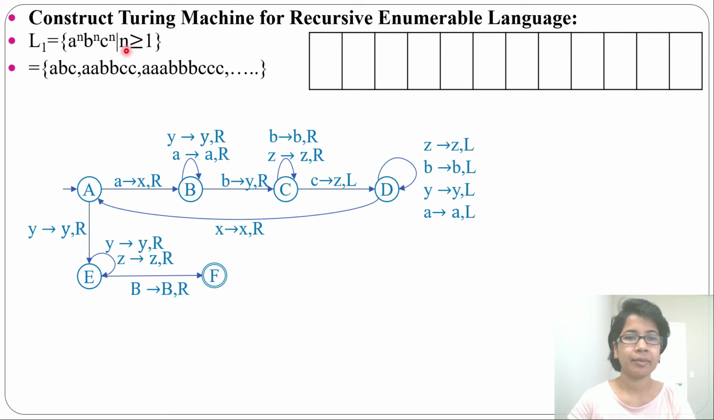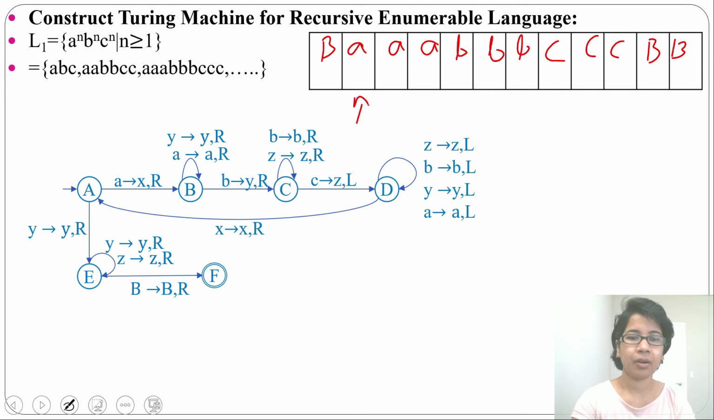Then that will accept n greater than or equal to 0. Let me run a string on this Turing machine. I consider a string 3A followed by 3B followed by 3C. Now we are at state A and the tape alphabet is A. When it sees A, it will change to X and move right.